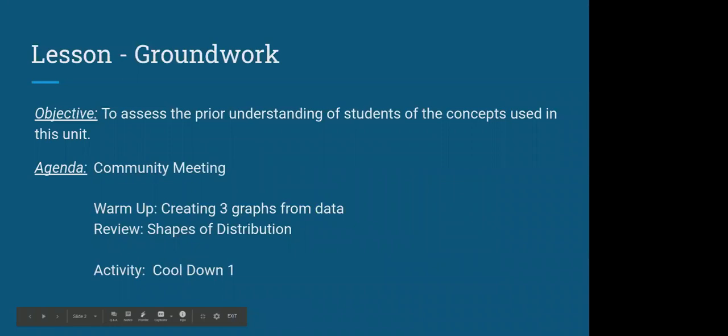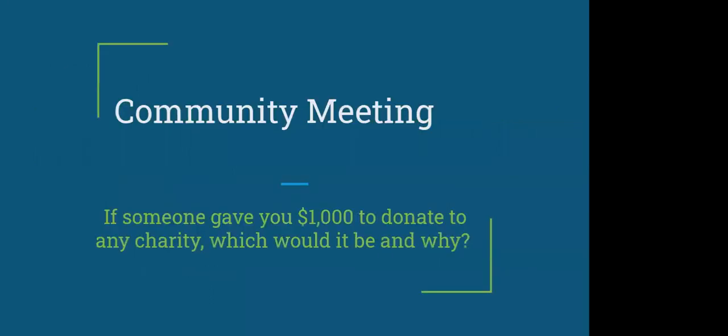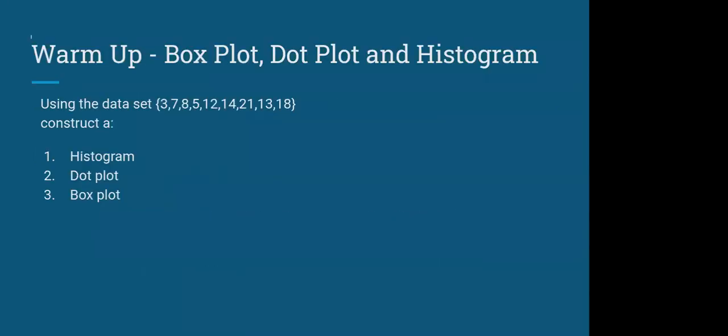All right. So we're not in groundwork, but it's part of the groundwork. So again, we are talking about what is required to do well in the class. So our agenda, we're gonna have a community meeting. Our warm-up was creating 3 graphs from the same data, and then we would compare them. So we're gonna skip the community meeting for a moment. So here's where we're gonna start.